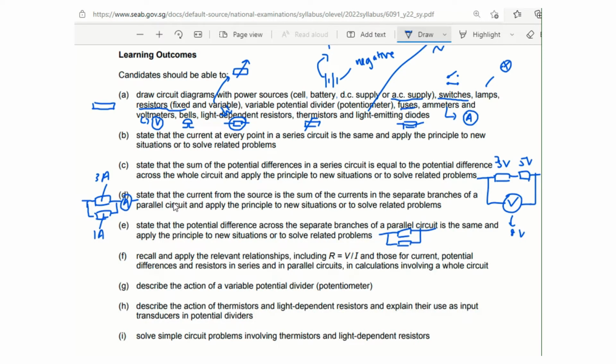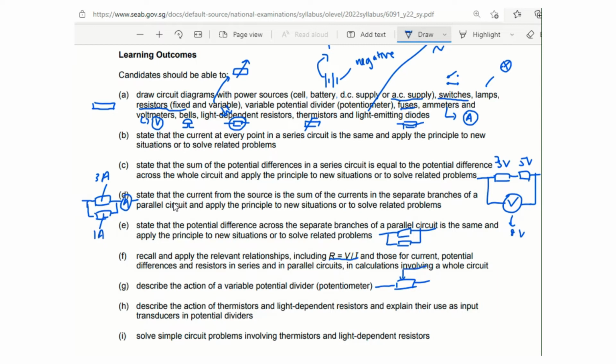Then we learned about R, resistance equals the potential difference V over I. So you need to make use of this formula to solve questions. Then describe the action of a variable potential divider. So basically what it does is it is a variable resistor. So a potential divider looks like this.